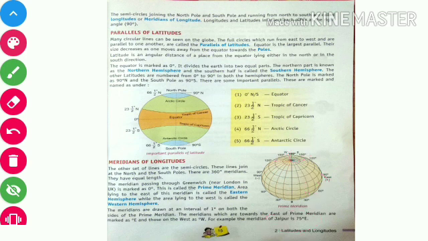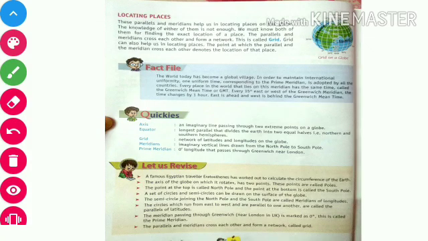Come to the next slide. Locating places. These parallels and meridians help us in locating places on the globe. The knowledge of either of them is not enough. If you know about the parallels only, it is not enough. If you know both the parallels and meridians, then the knowledge is complete about the globe. We must know both of them for finding the exact location of a place.